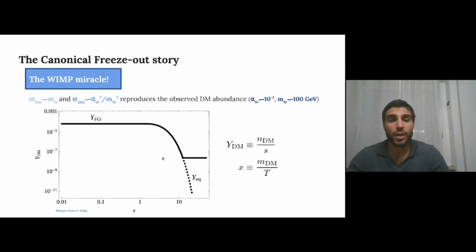Now, assuming a weakly interacting dark matter particle with an alpha of the order of 10^-2 and a mass of the order of 100 GeV gives the correct abundance today as measured by Planck and WMAP. This fact is known as the WIMP miracle and is what motivated the extraordinary experimental efforts over the last 3 decades to target this specific parameter space.